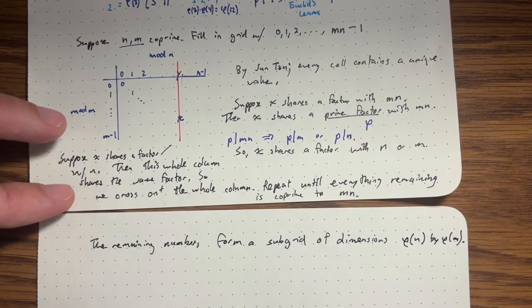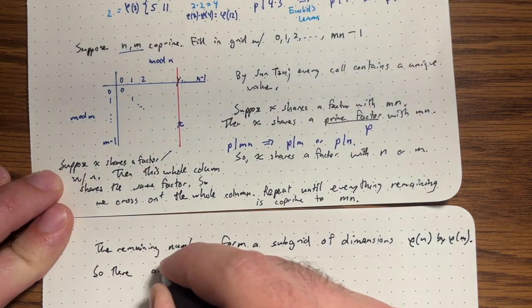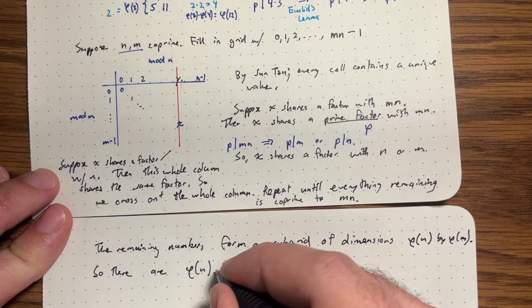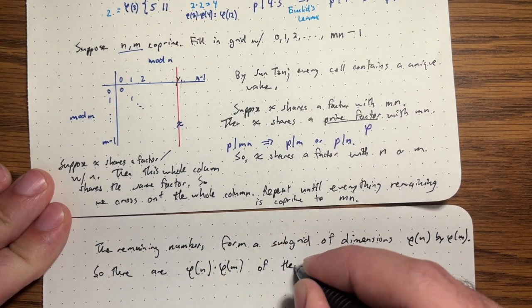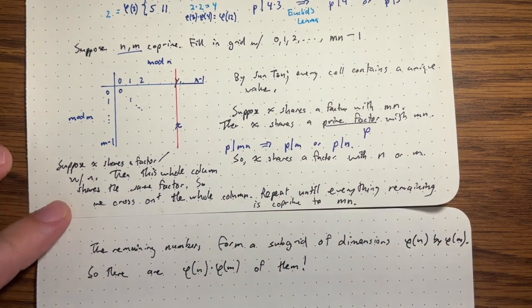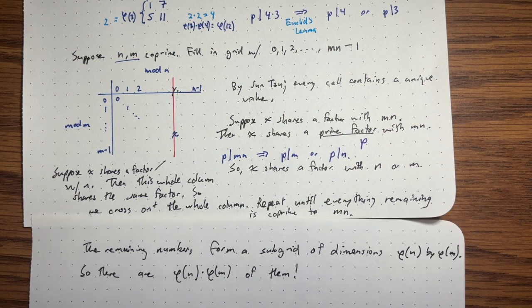Okay. So there are phi of n times phi of m of them. And that proves it. So that proves that phi is multiplicative.